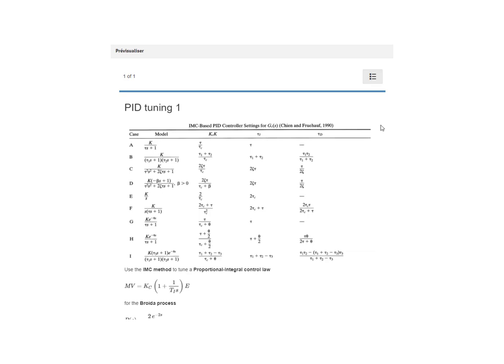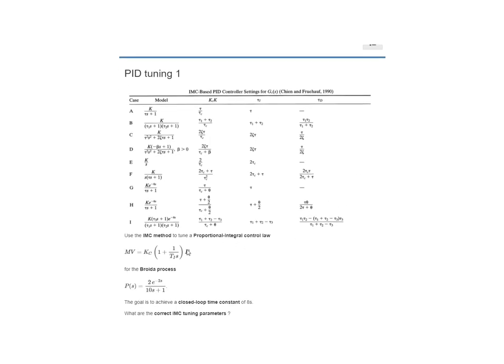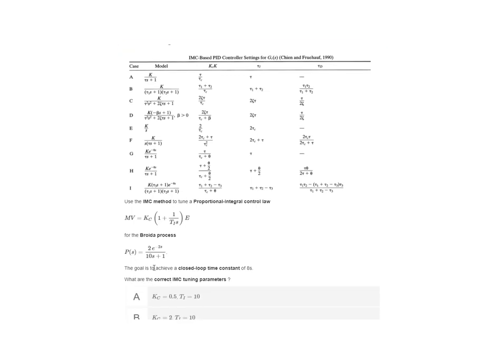Well, let us do another one. Here's a question on IMC PID tuning, and you have to tune a PI controller using the IMC tuning method for a Broida system again. So a system with a time constant and a delay. The time constant is 10, the delay is 2, and the gain of the process is 2. And what you want to achieve is a closed loop time constant of 8 seconds. And the question is, how are you going to tune the PI controller?